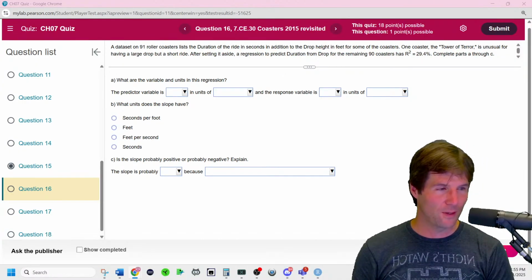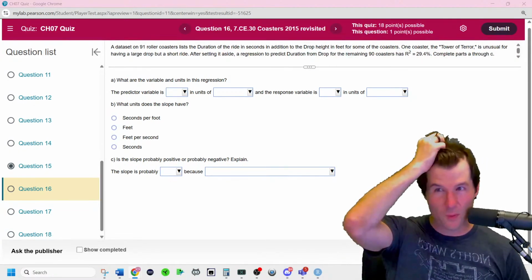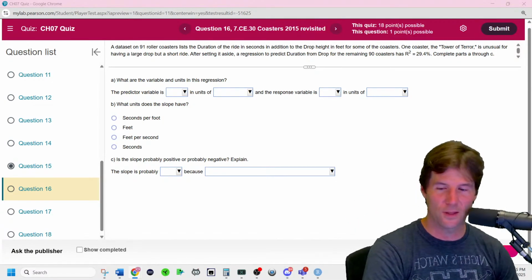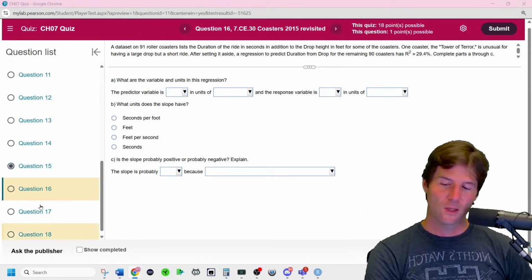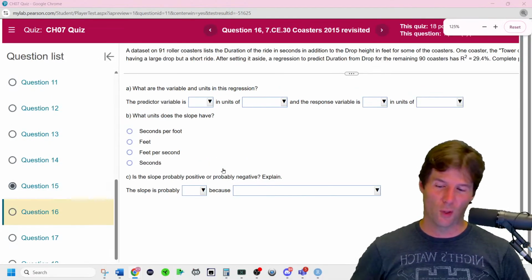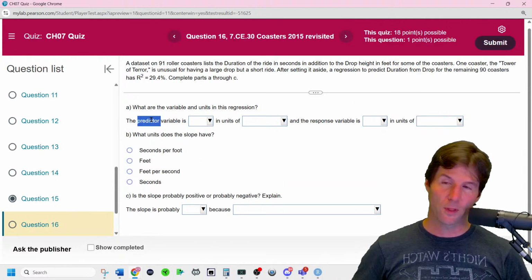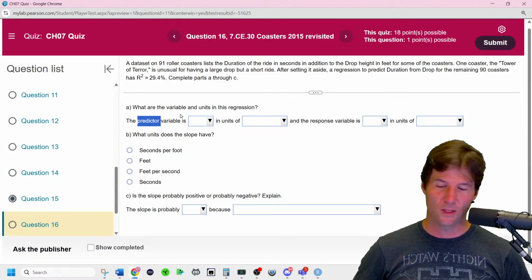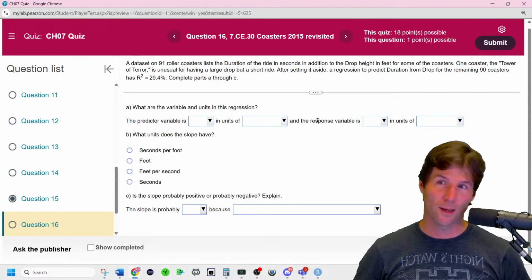I'm not a big fan of questions like, what are the units of the problem? We've never asked a test question that says, what are the units of the problem? We do ask, what is the X, what is the Y, what is the explanatory, what is the response? This one I've made mistakes on because it says the predictor. The predictor is not what we are predicting. It is the X that predicts Y. So the predictor leads to the predicted, and the response is the Y variable of interest.